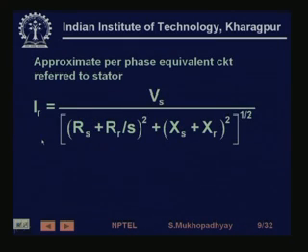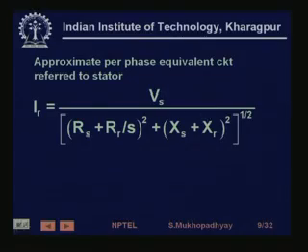Obviously, if you look at that circuit, the current is simply given as Vs by total impedance. Total impedance is the square root of (Rs plus Rr by s) whole square plus (Xs plus Xr) whole square. That is very simple, just voltage by impedance.